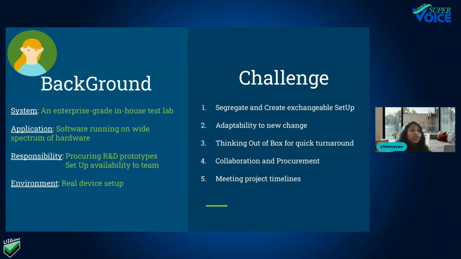She has to do a lot of collaboration and the procurement, which should have been done in the normal processes. But now, with the COVID times, she has to really gear up. And then, thinking of all the solutions, she has to meet the project timelines. So let's go and discuss what sort of solutions Sarah applied.